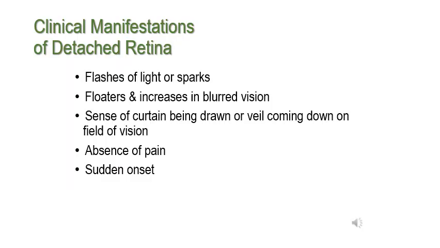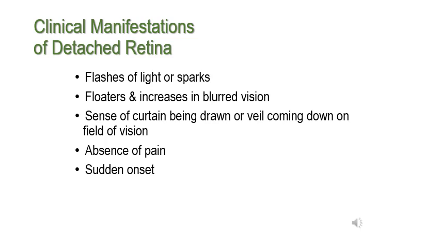The signs and symptoms of a detached retina definitely do look very different than glaucoma, cataracts, or macular degeneration. It is very much a sudden onset. There is no pain similar to the other disorders, but it's a very sudden onset of flashes of light, sparks, almost like fireworks or like the sparkler things that you can use at 4th of July, shooting stars, they might describe it. There's floaters and increased blurred vision.